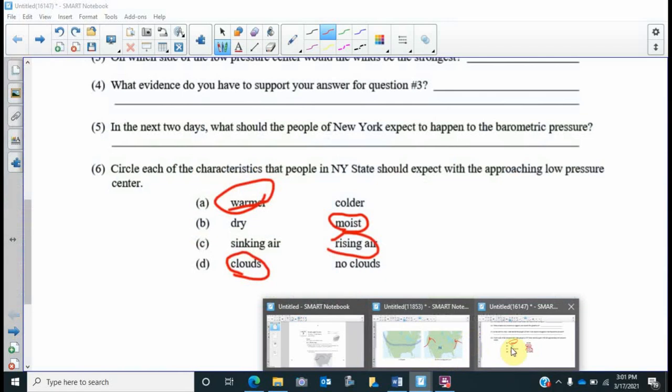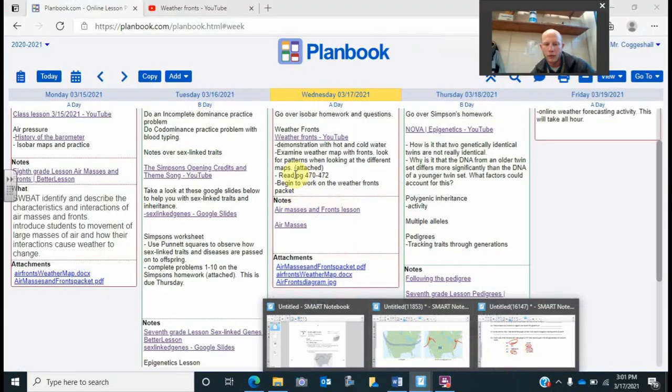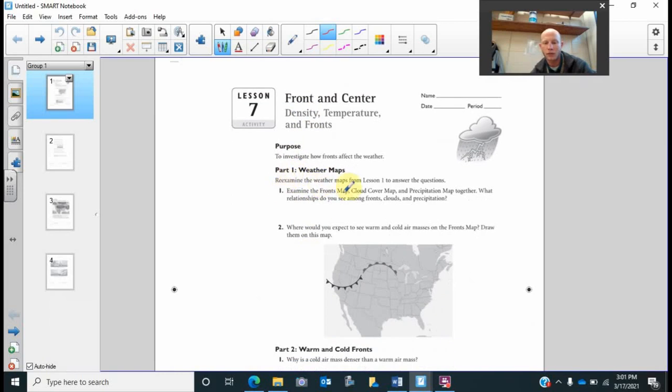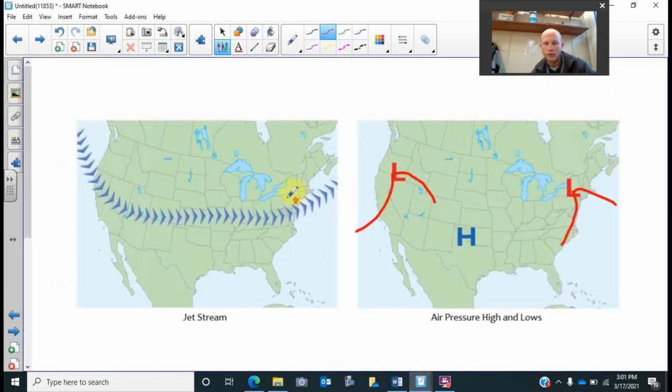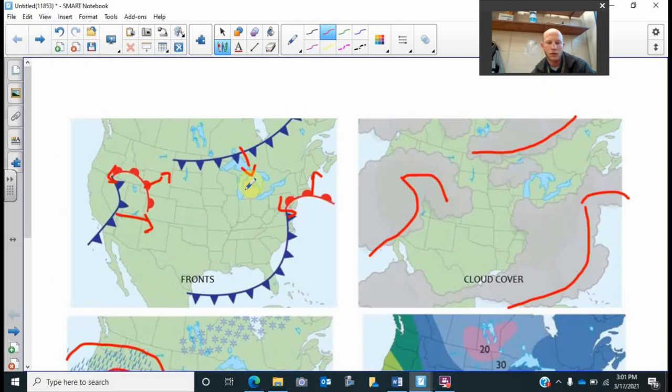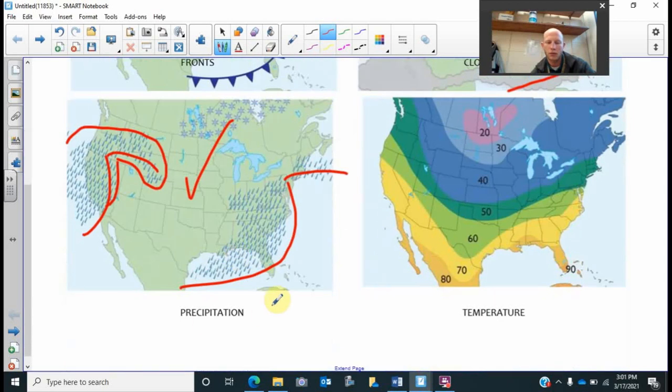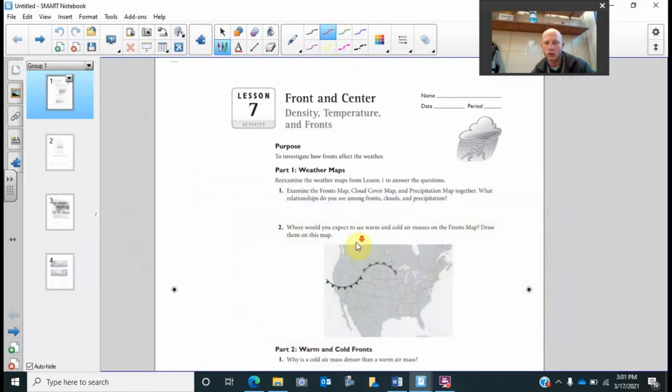Finally, I had everybody read pages 470 and 472 out of the book, so I'll go ahead and get that scanned onto here and begin to work on the weather fronts packet. And this weather fronts packet looks like this. Number 1 says examine the fronts map, cloud cover map, and precipitation map. That is this guy, so these 6 maps together here. It says examine the fronts, the cloud cover, and the precipitation one. And it says what's the relationship.